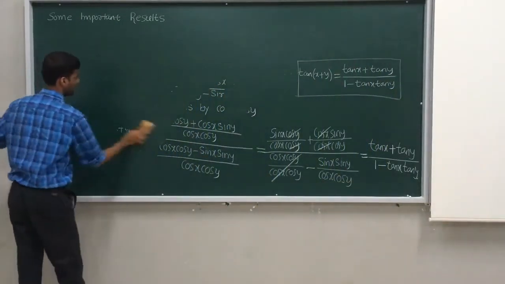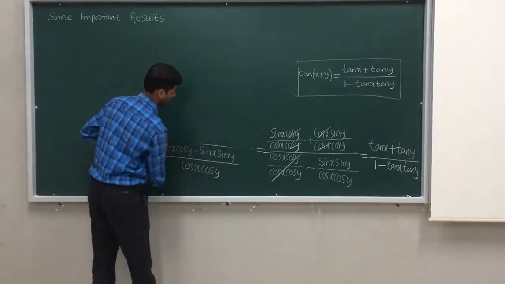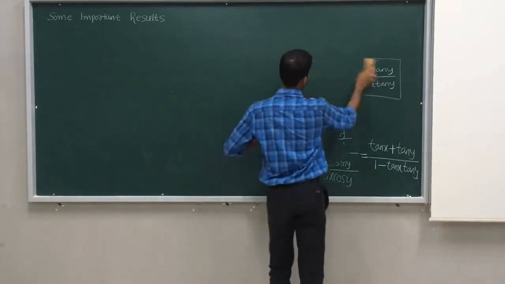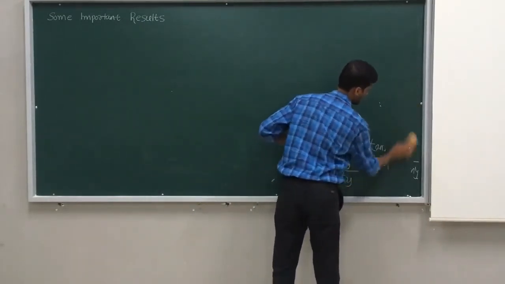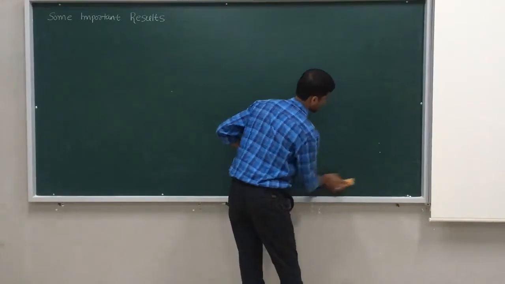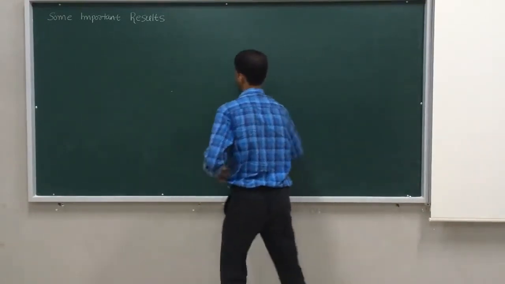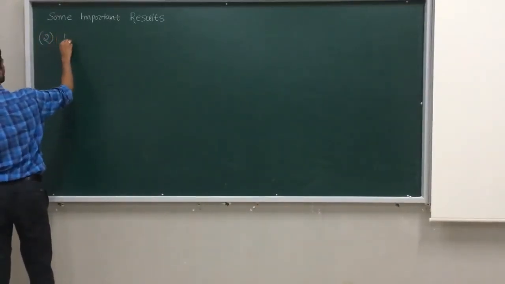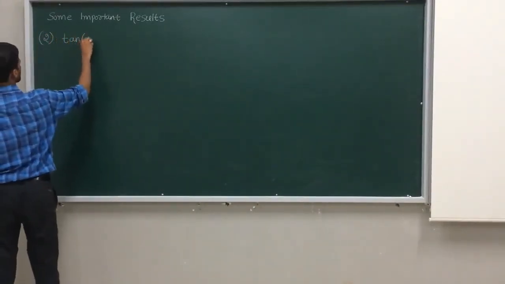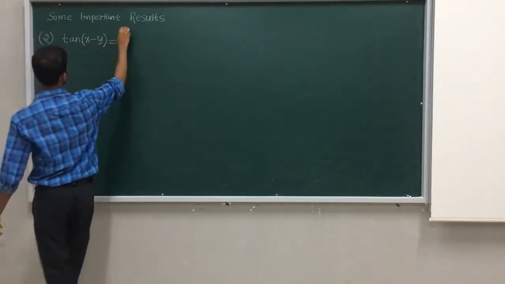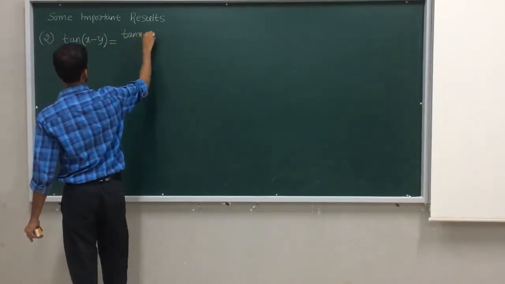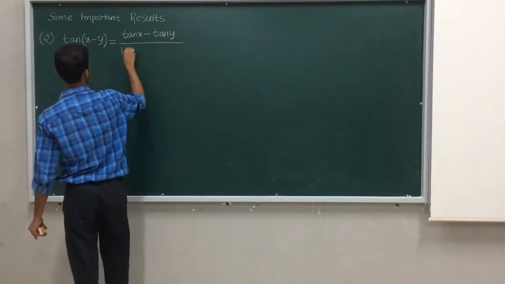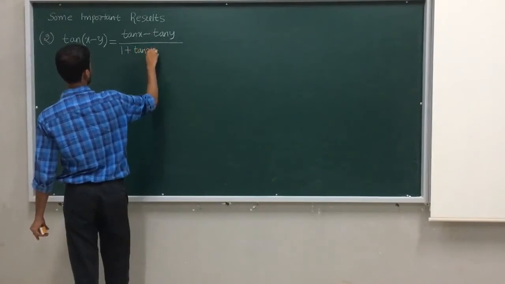Move on to the second problem, or second result. If tan of x plus y is this, what do you mean by tan of x minus y? That's the curiosity, so let me explain. Number 2: Prove that tan of x minus y is equal to tan x minus tan y, whole divided by 1 plus tan x tan y.